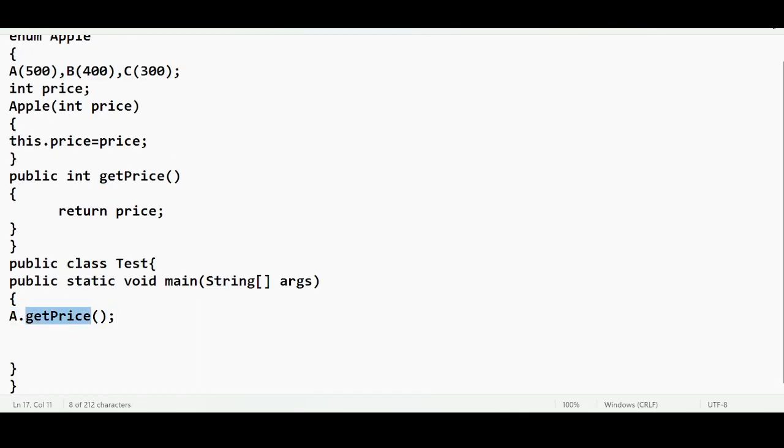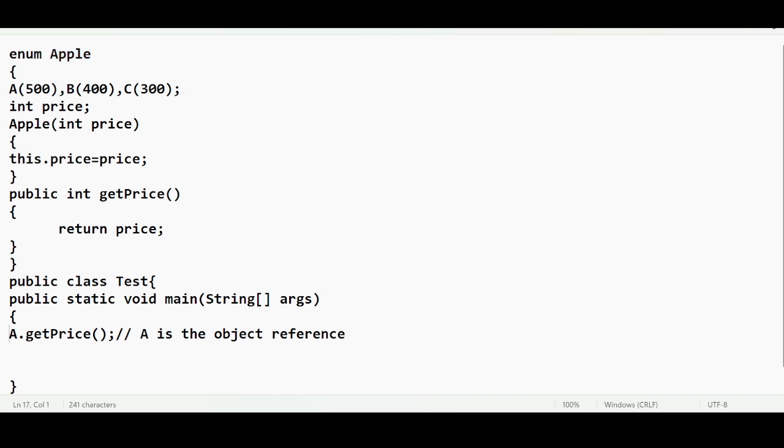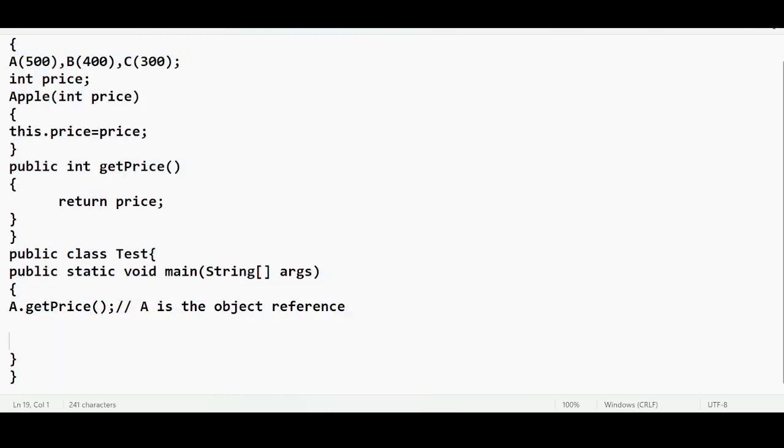A dot get price, because internally this A is a reference variable. A is the object reference. By using this object reference, I am trying to access the get price method. So this get price method is of what type? Apple type. So I am using Apple dot A dot get price method. By doing this, I am able to print the price of the A grade apple.